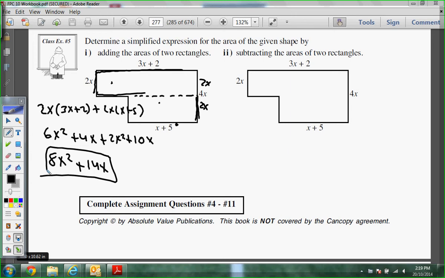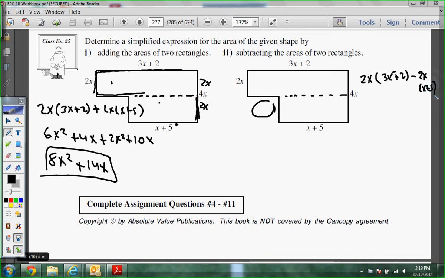So now it wants us to subtract the two rectangles. So they want me to subtract these two to get like what this missing piece is. So if I do this guy minus this guy, it'll give me what that missing chunk is. Sorry, does that make sense? Okay, because this one's the bigger one. So we want to go 2x times 3x plus 2 minus the 2x times x plus 5.